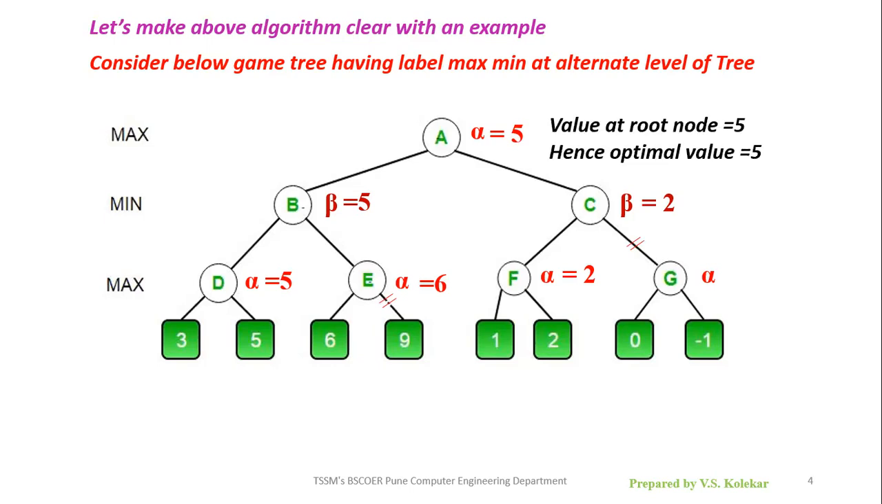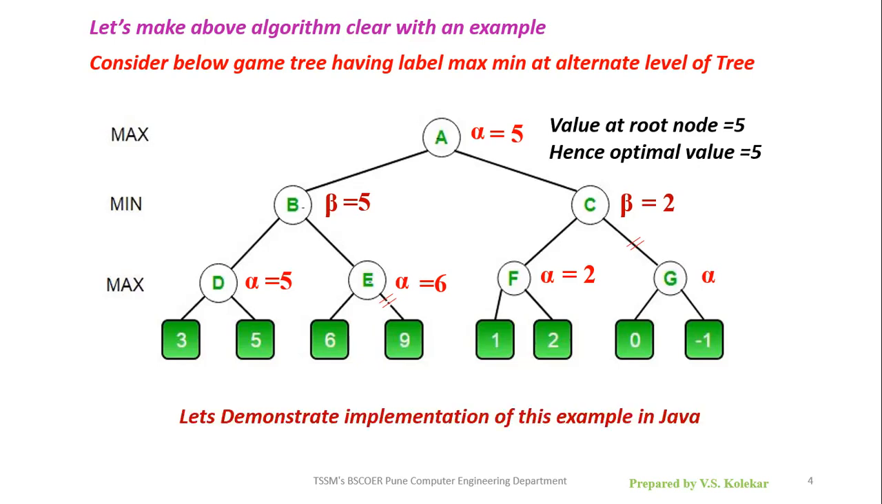And here, by this alpha beta pruning, there is no need to search node 9, node 0 and node -1. So it will reduce your searching time and it will improve your time complexity. So the value at the root node is equal to 5, and hence the optimal value is equal to 5.